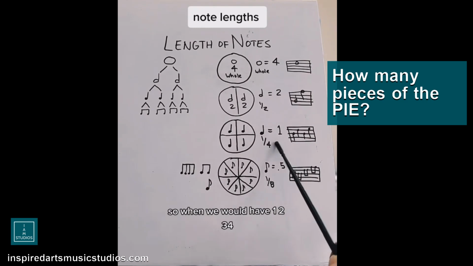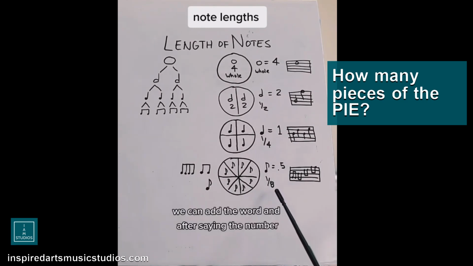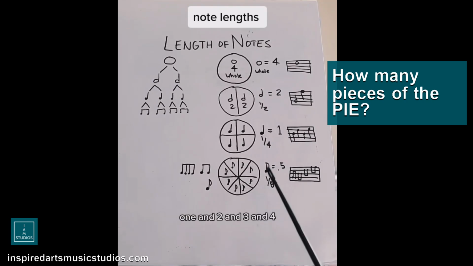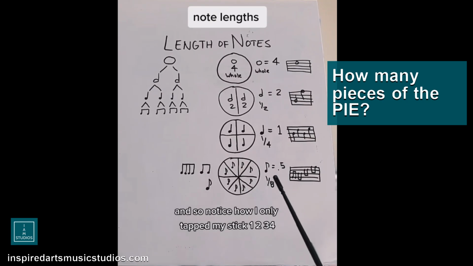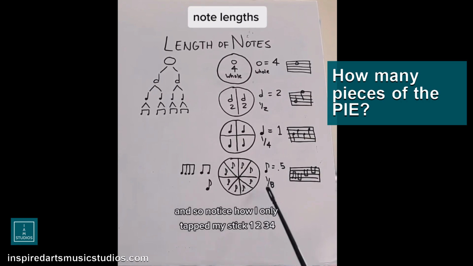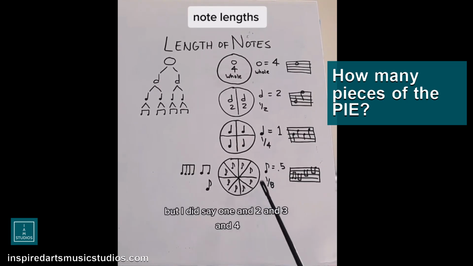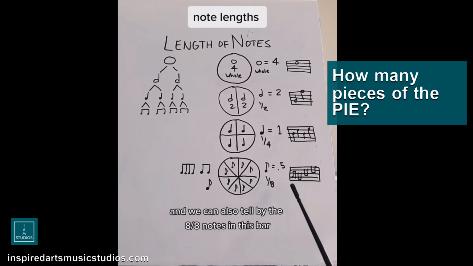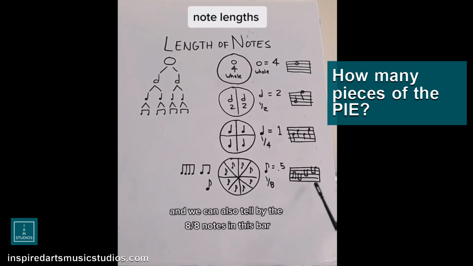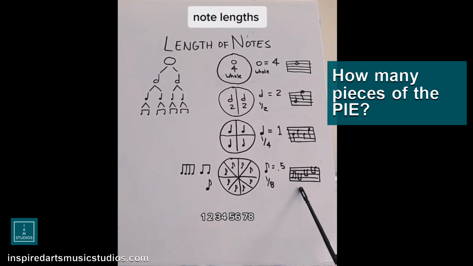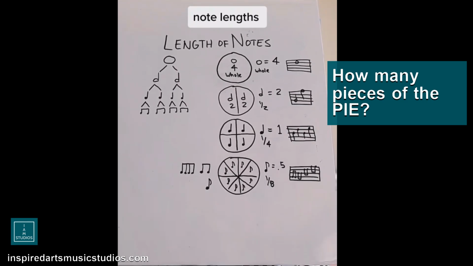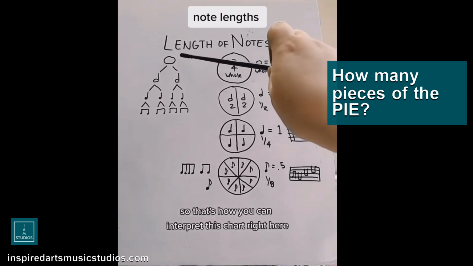So when we would have 1, 2, 3, 4, we can add the word "and" after saying the number: 1 and 2 and 3 and 4 and. Notice how I only tapped my stick 1, 2, 3, 4, but I did say 1 and 2 and 3 and 4 and. We can also tell by the eighth notes in this bar: 1, 2, 3, 4, 5, 6, 7, 8. So that's how you can interpret this chart right here.